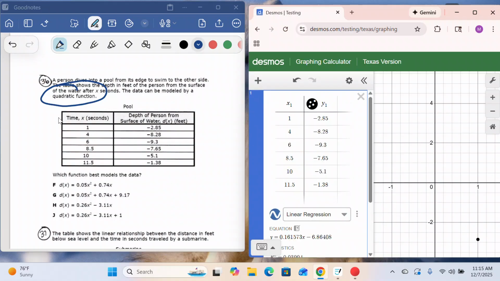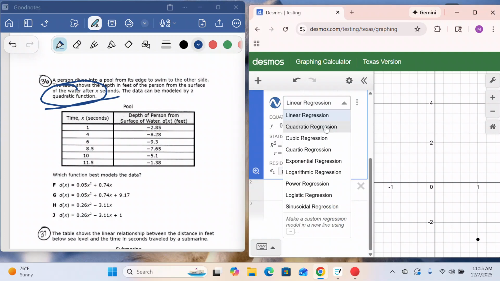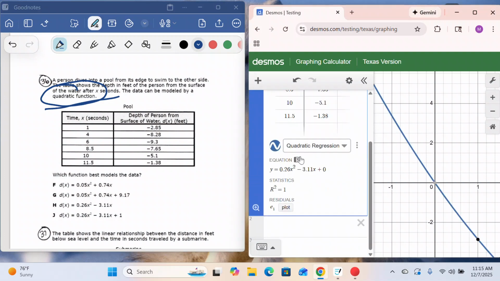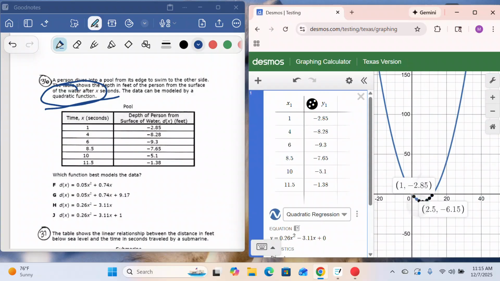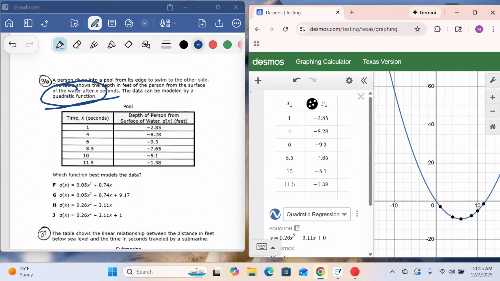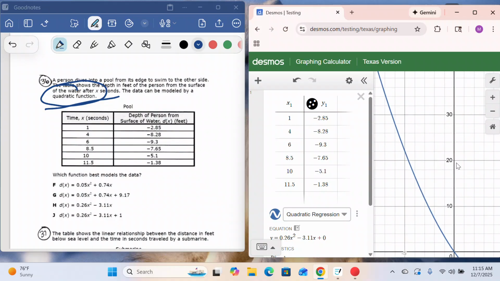And the only thing I have to remember here, if you remember it's quadratic, I got to change the linear to quadratic here. And the quadratic gives me the equation right here. And if I want to enlarge it, I can see my U shape right there. So I know it is quadratic. It's a big U shape. And then I can enlarge it like that.